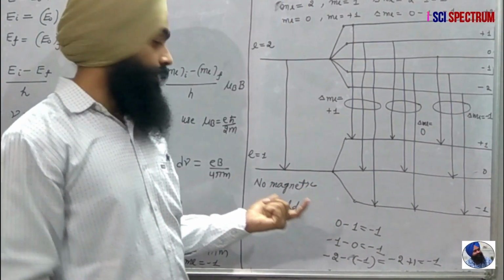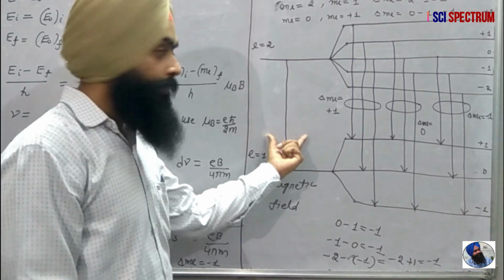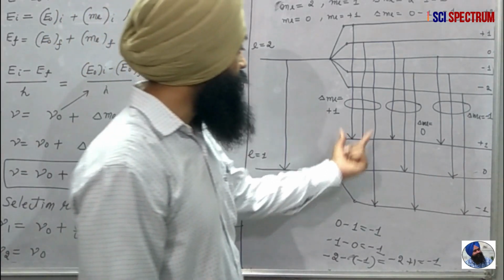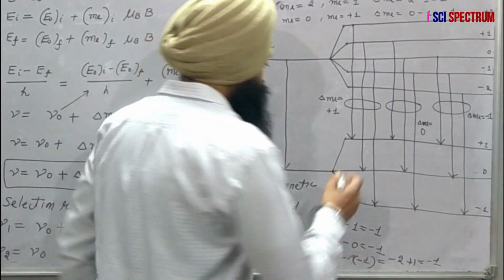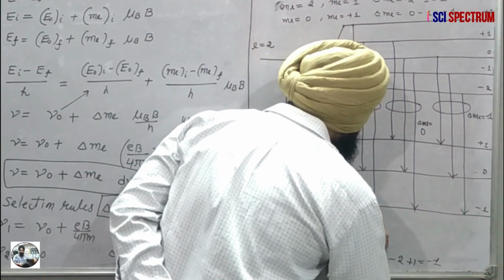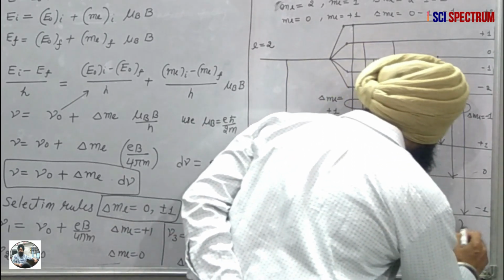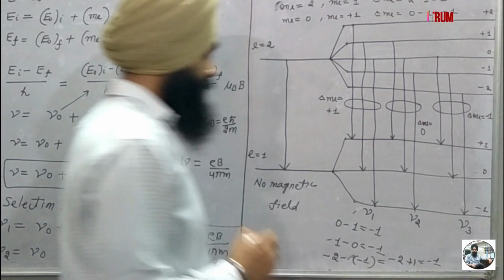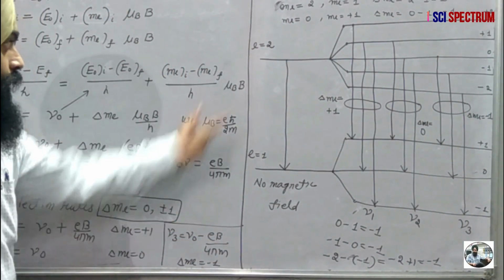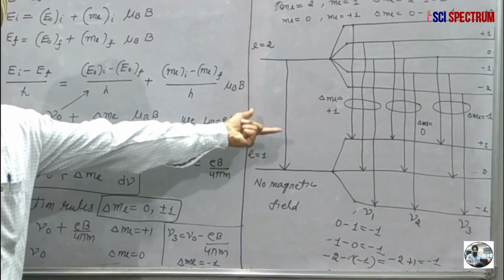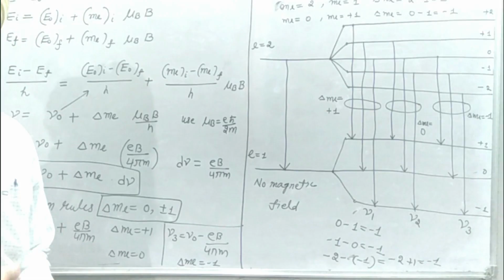So look at the difference here. In the absence of magnetic field we have only one line. In the presence of magnetic field we have 1, 2, 3 lines, for which the frequencies are ν₁, ν₂, ν₃. So according to these selection rules we can split any of the transitions into normal Zeeman spectral lines.